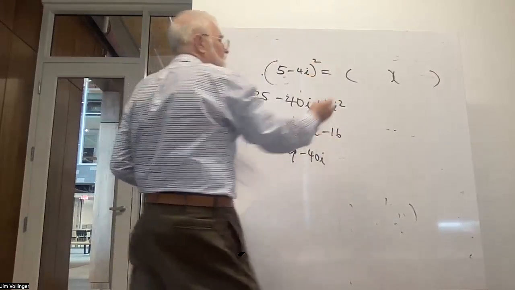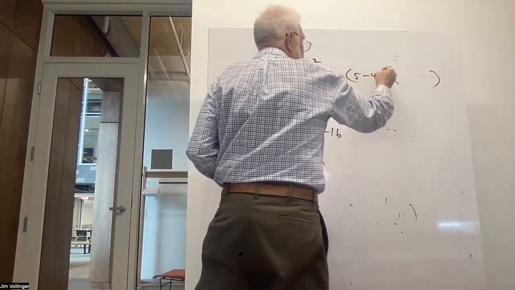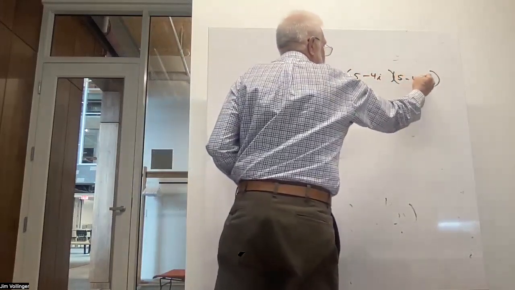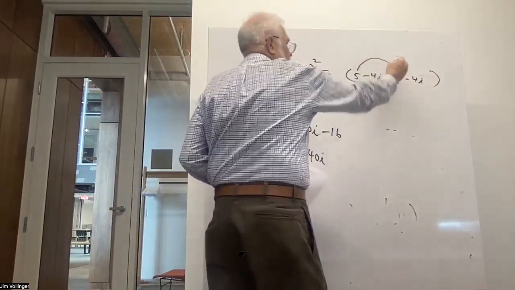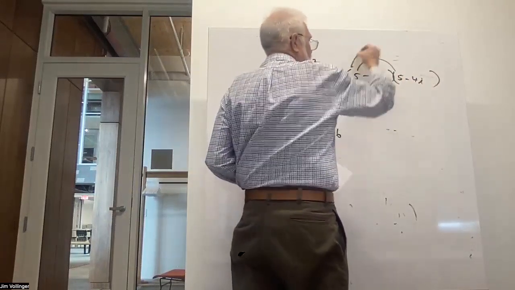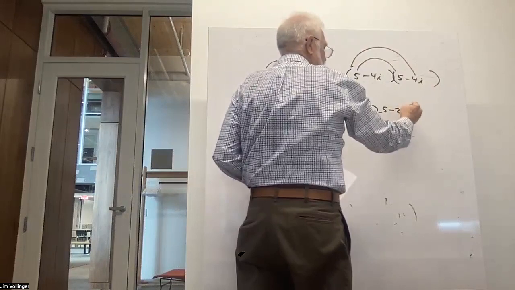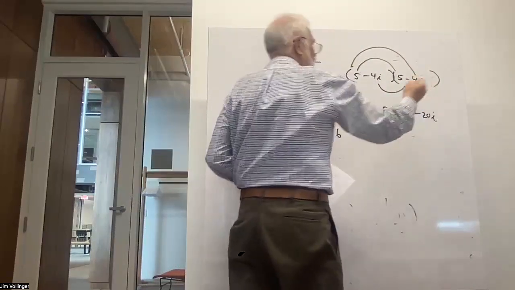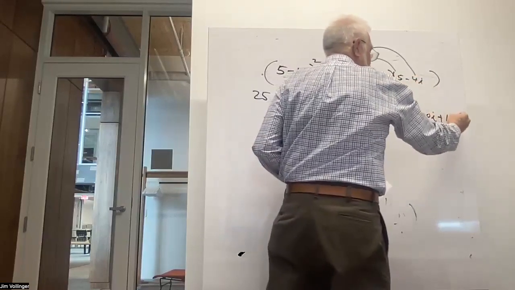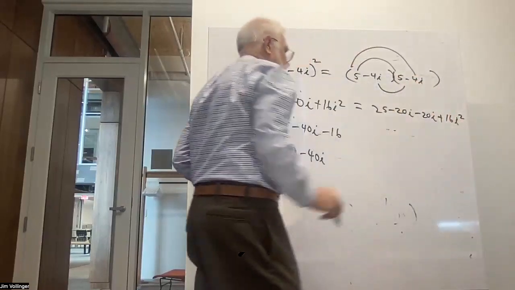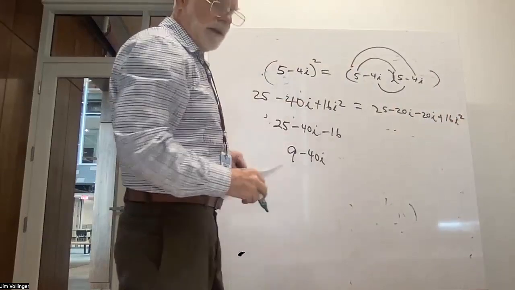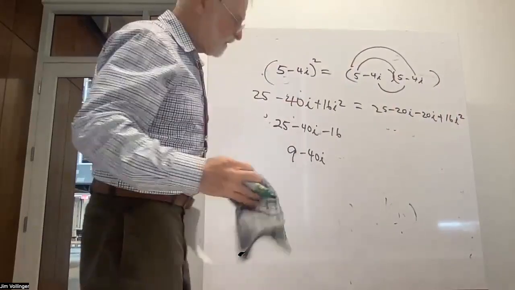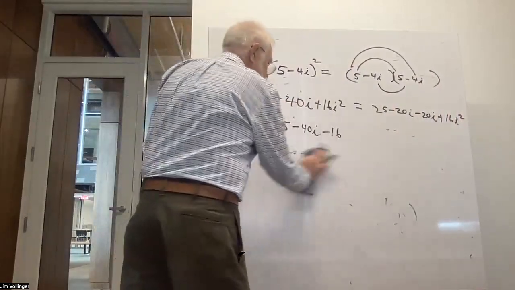I'm done. I'll do it out over here. 5 times 5, there's your 25. 5 times minus 4i is minus 20i. Again, I'm doing it again, another minus 20i and a positive 16i squared. And I think you can see how that morphs into this side. So pause the video if you need more time to look at it.